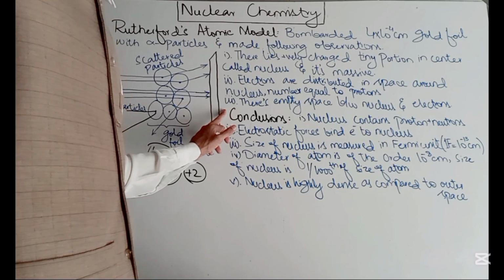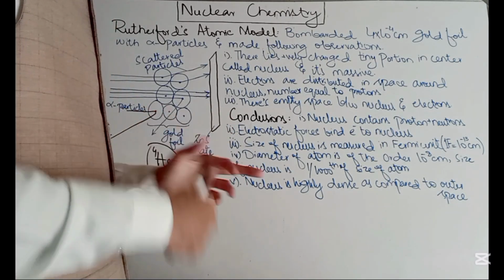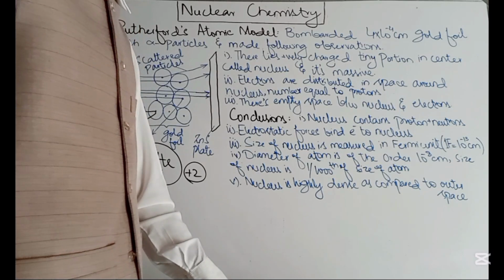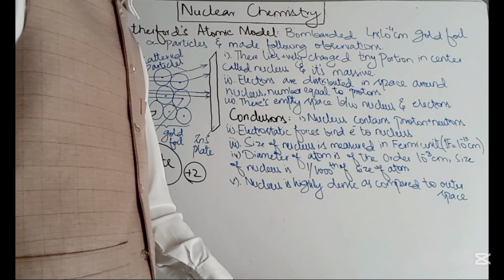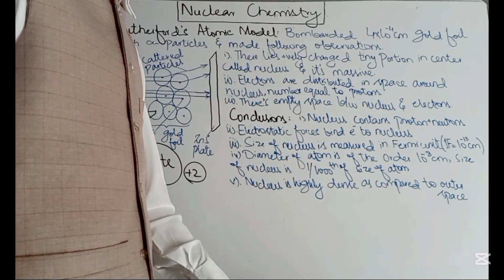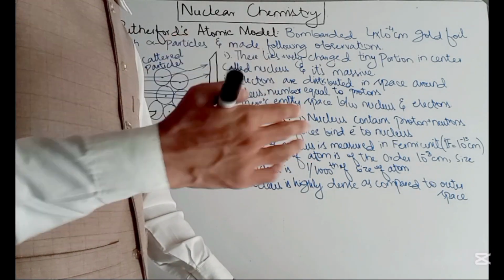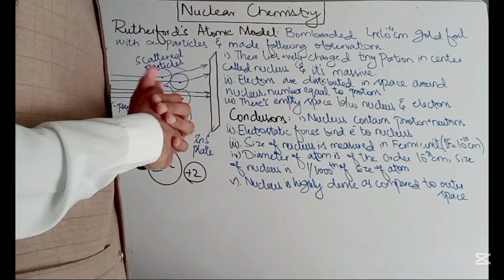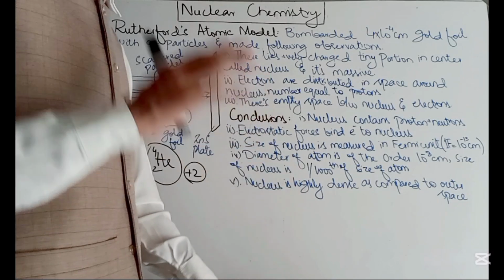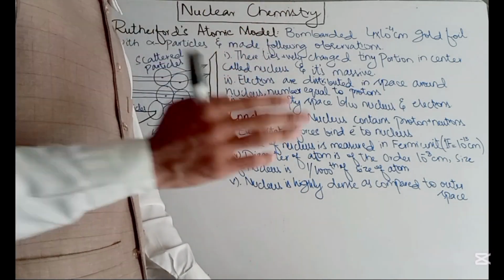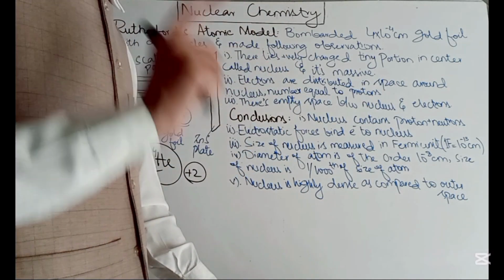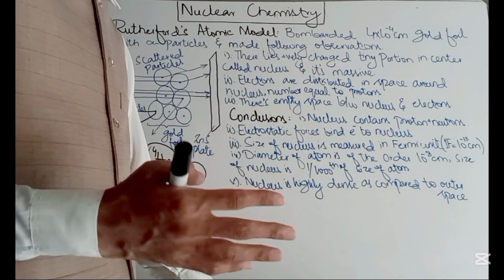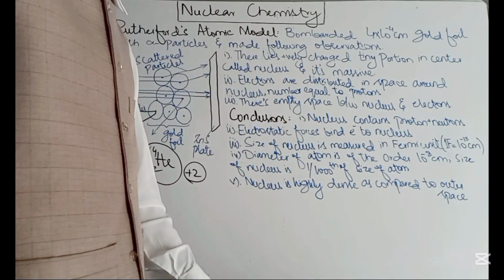He drew some conclusions. The first conclusion was that the nucleus contains protons and neutrons. As in the previous video we talked about the nucleons, protons and neutrons are called the nucleons. And why are they called the nucleons? Because they are assumed to be present within the nucleus. The second point is that electrostatic forces bind electrons to the nucleus. He said that the electrons are not freely wandering here and there in the space, but they are under the influence of the nucleus, and there is an electrostatic force that binds the electrons with the nucleus.